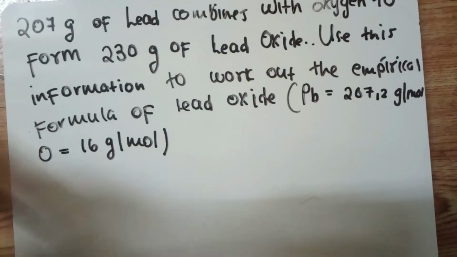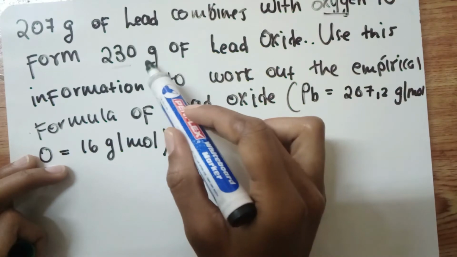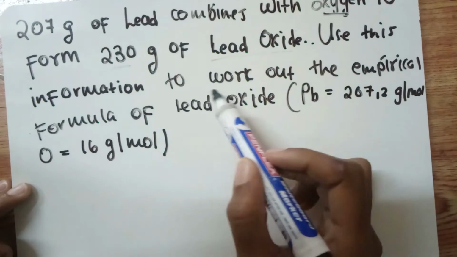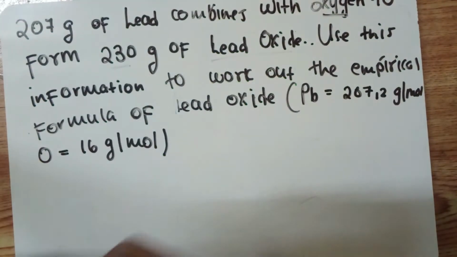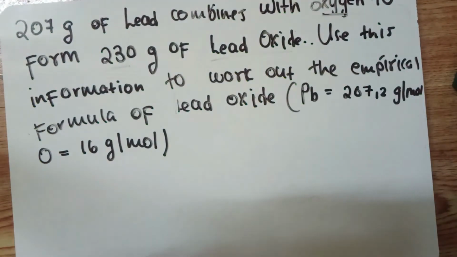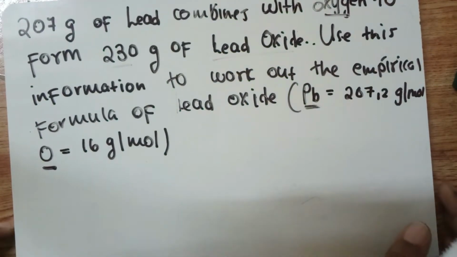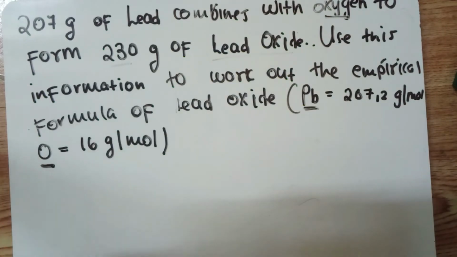They're saying to us that 207 grams of lead combines with oxygen to form 230 grams of lead oxide. Use this information to work out the empirical formula of the lead oxide, right? And now they have given us the molar mass for both lead as well as oxygen. You can find these values on your periodic table by looking at your atomic mass, right?